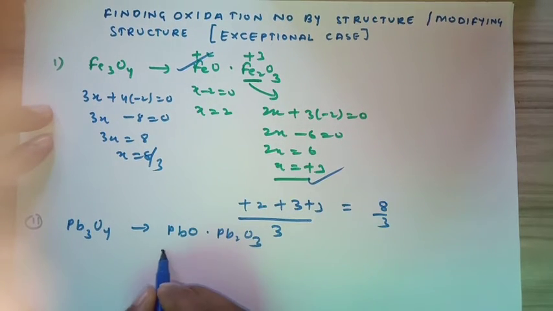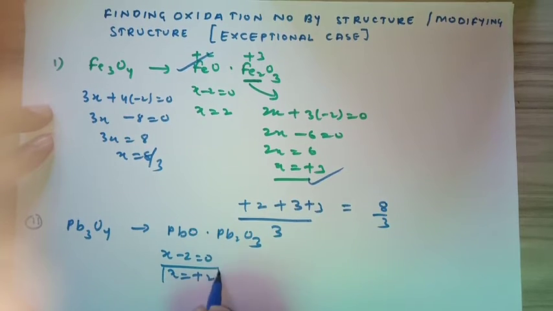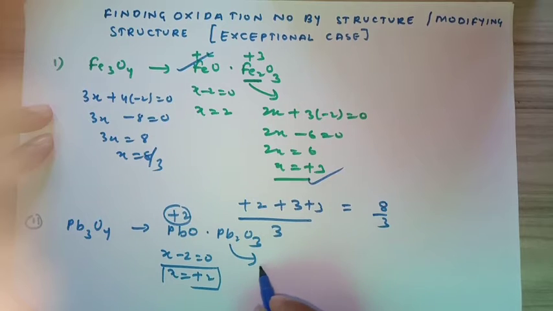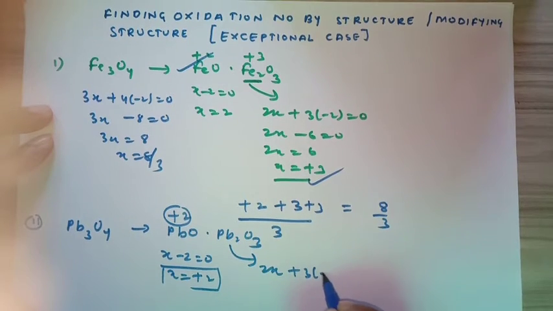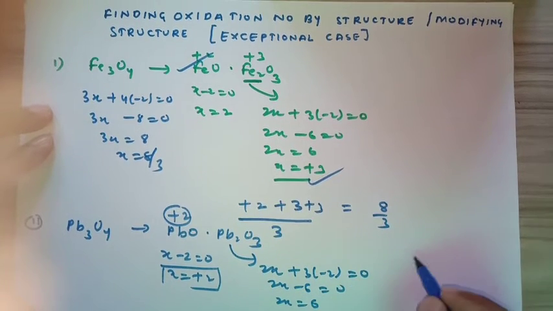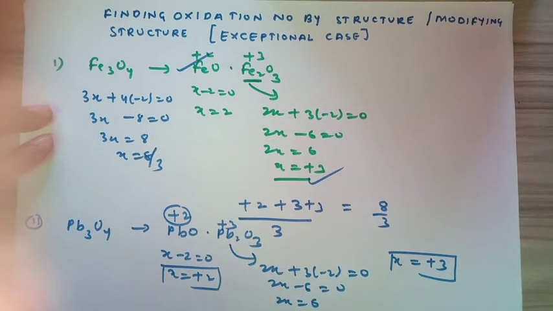Now solve it. It will be x minus 2 is equal to 0, so x will be plus 2. So the first will contain plus 2. For the second part, it will be 2x plus 3 minus 2 is equal to 0, so it will be 2x minus 6 is equal to 0. So 2x is equal to 6, so x is equal to plus 3. So here it will contain plus 3 oxidation state.